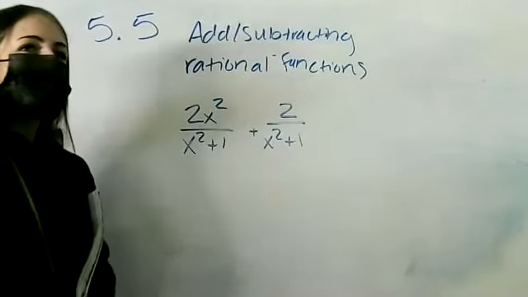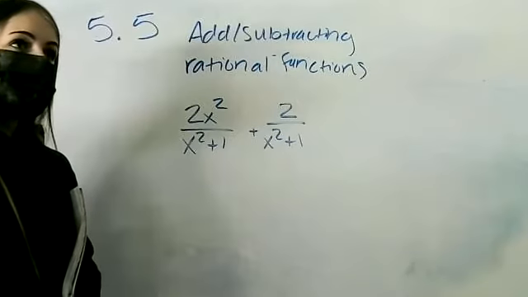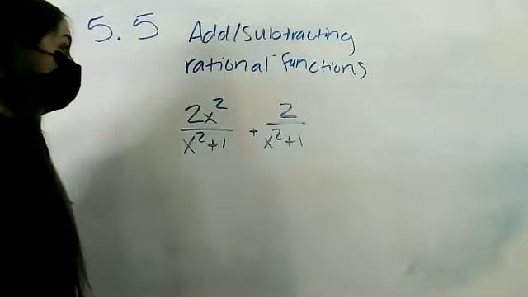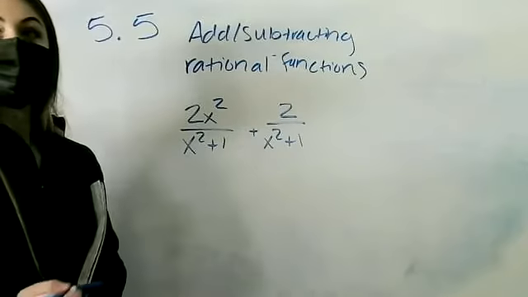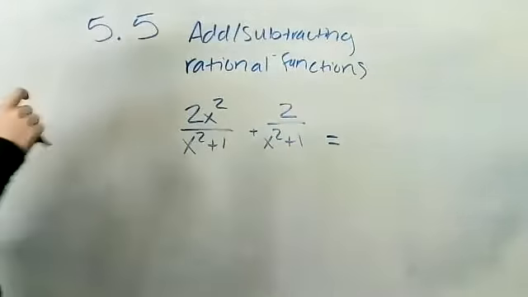Okay, how can I add this? Do I have to do anything first? No, I don't. It already has a common denominator. So what I'm gonna do is add straight across. I have 2x squared plus 2. Those are not like terms, so we keep them separate.